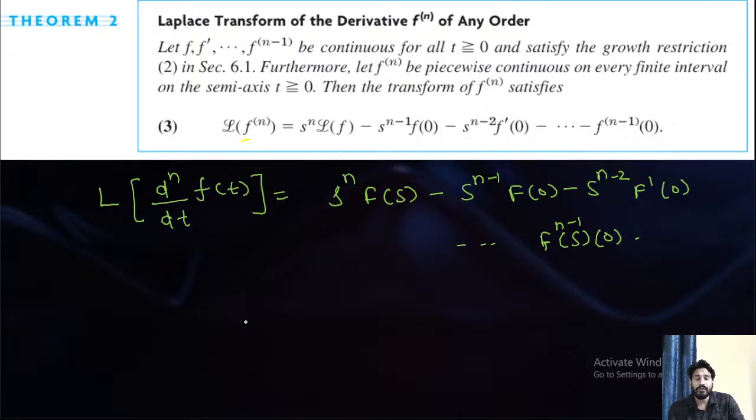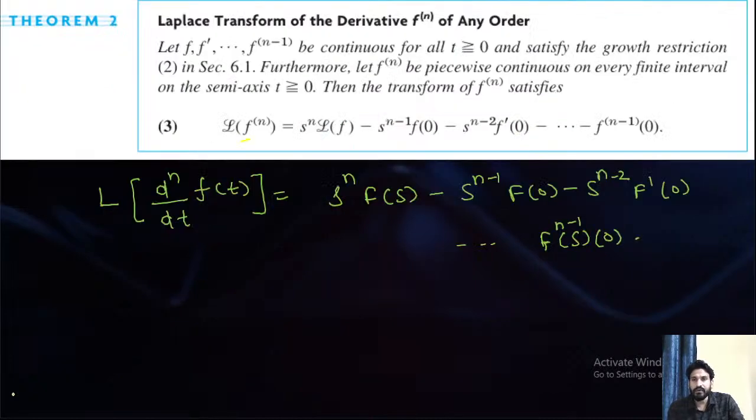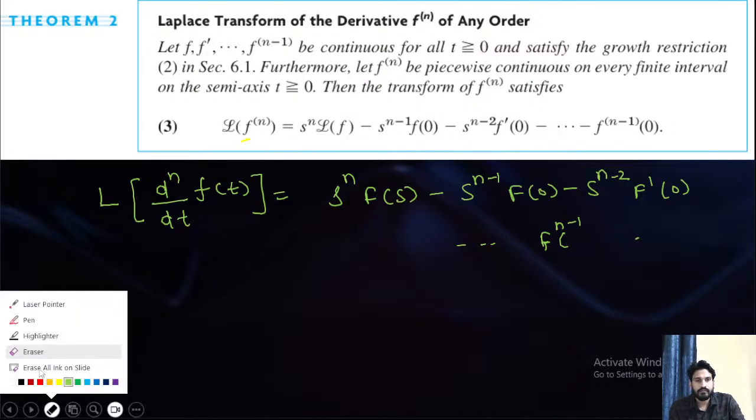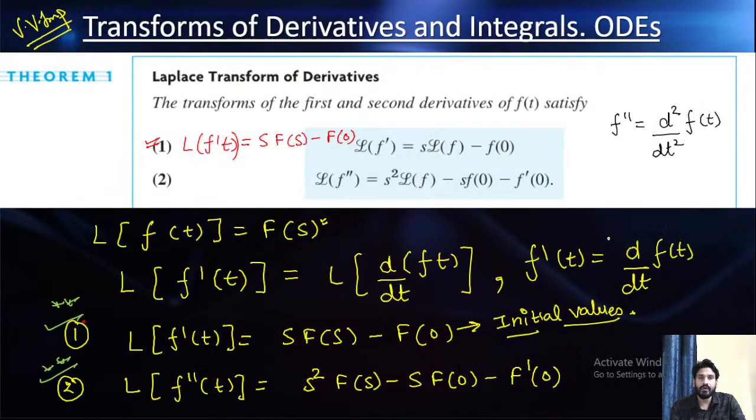But there is no requirement of the third, fourth, or fifth time derivative. Our requirement is only 2 times. So just remember these 2 formulas. These are important for us. Remember these formulas, guys. It is clear to you or not? Please let me know. Right? Okay. Done. So these are the initial values, guys, nothing else.